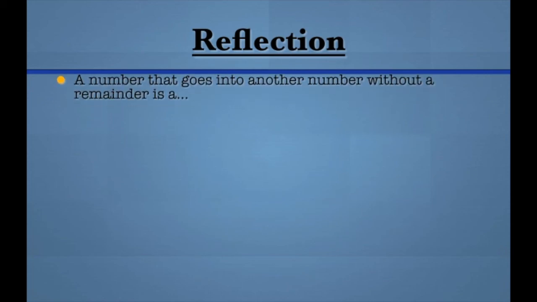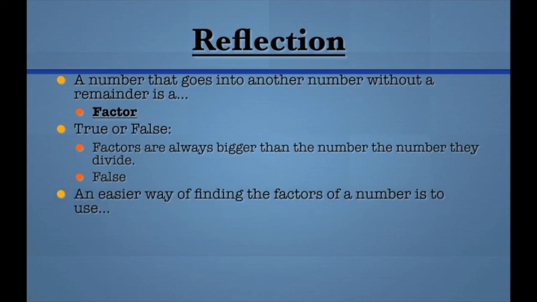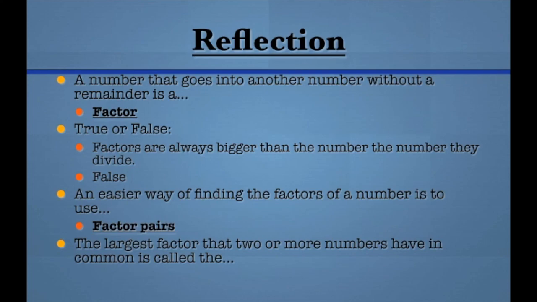So what did we learn from this lesson? A number that goes into another number without a remainder is a factor. True or false? Factors are always bigger than the number they divide. That is 100% false. A factor has to be smaller than the number that it goes into. An easier way of finding the factors of a number is to use factor pairs. And the largest factor that 2 or more numbers have in common is called the greatest common factor, or better known as GCF.